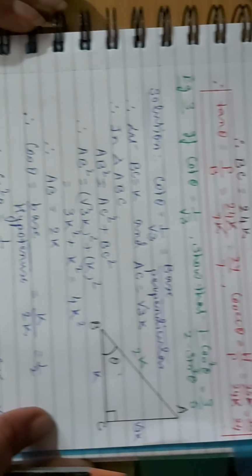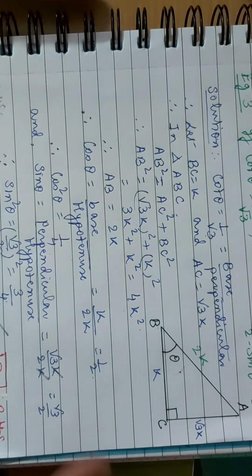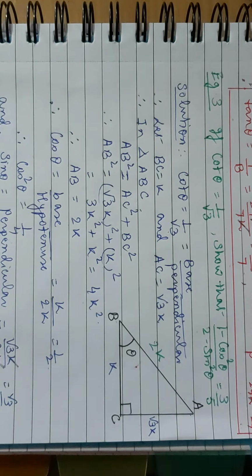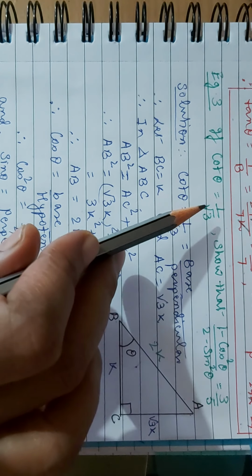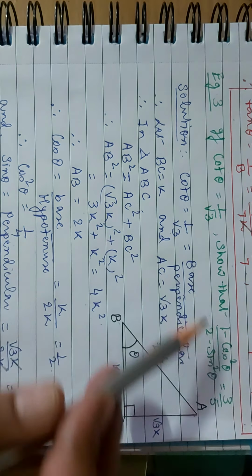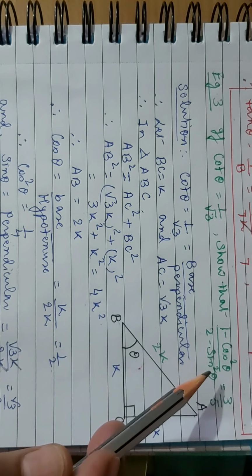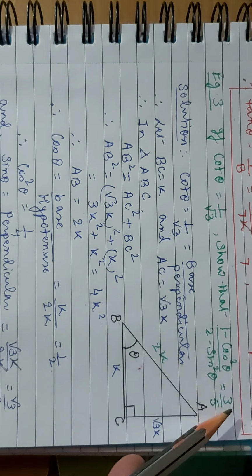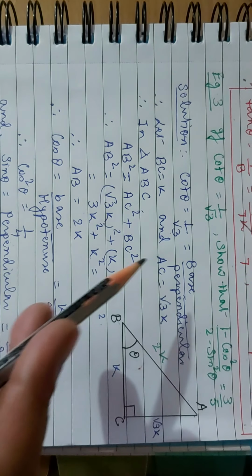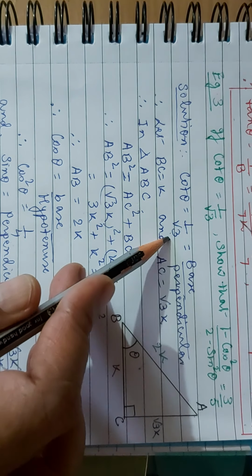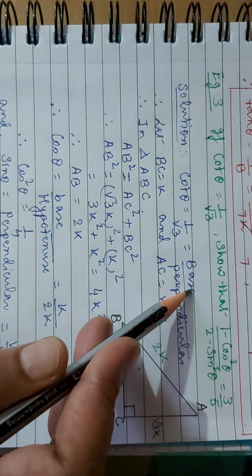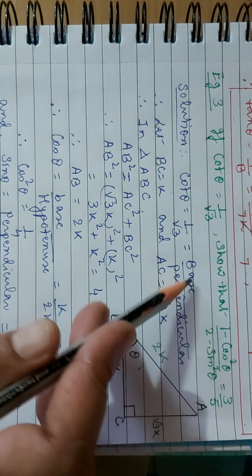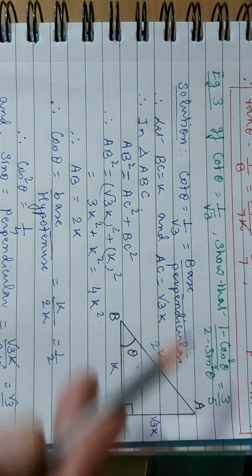Now let us consider another example. Consider this example 3. If tan theta is equal to 1 by root 3, show that 1 minus cos square theta divided by 2 minus sin square theta is equal to 3 by 5. So cot theta is 1 by root 3 and we know cot theta is base upon perpendicular. It means that if we consider the base as k, then the perpendicular will be root 3k.